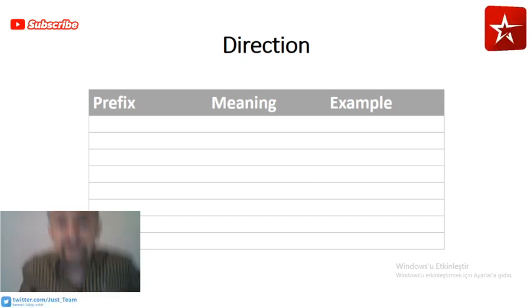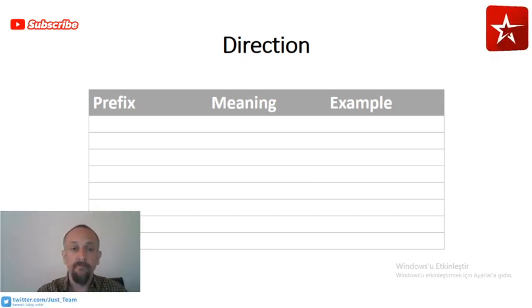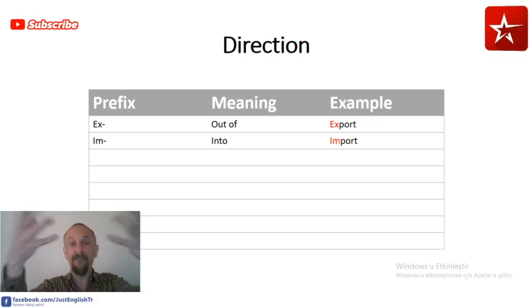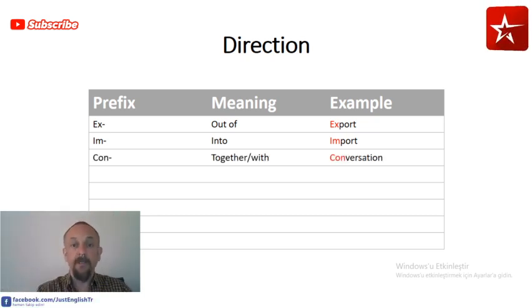We also looked at prefixes which showed direction. We saw the prefix ex, meaning out of, as in the example export. When we export things, they are being carried out of the country. We also saw the prefix im, meaning into, such as import, things being carried into a country. We saw con, which also meant together. So if you imagine a conversation, you can only converse with people if there's other people there, people talking together.